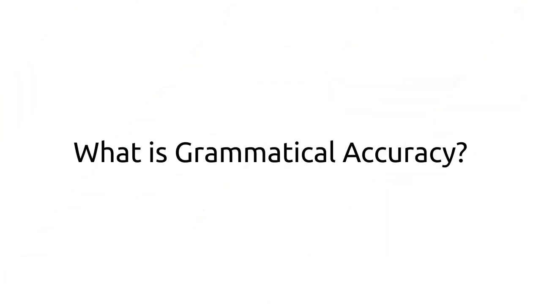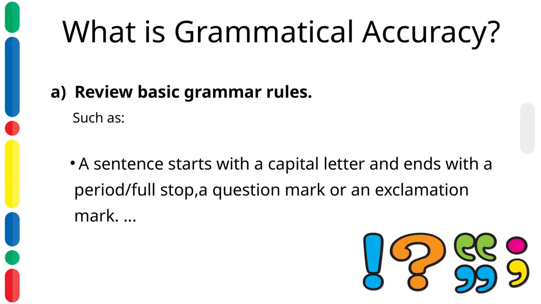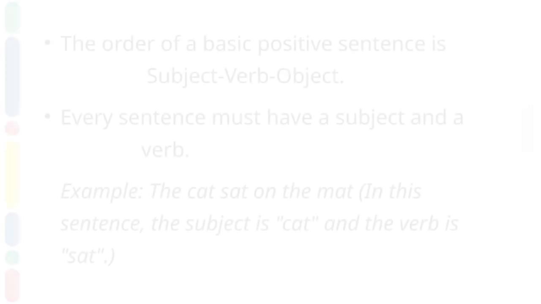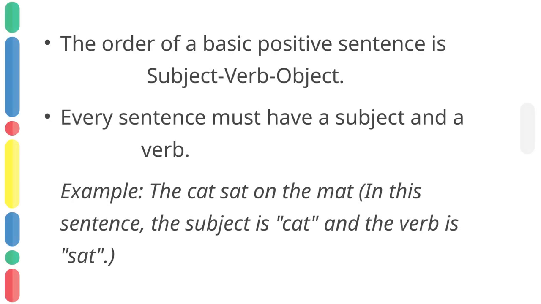What is grammatical accuracy? Review basic grammar rules such as a sentence starts with a capital letter and ends with a period or full stop, a question mark or an exclamation mark. The order of a basic positive sentence is subject, verb, object. Every sentence must have a subject and a verb. Example, the cat sat on the mat. In this sentence, the subject is cat and the verb is sat.